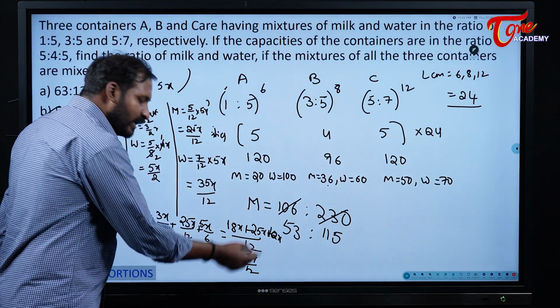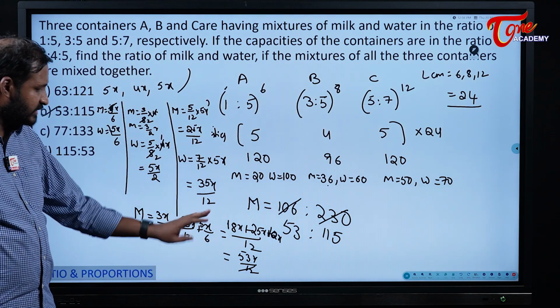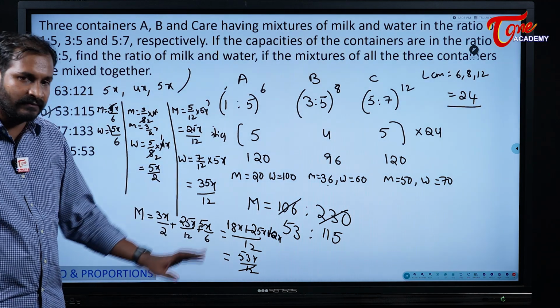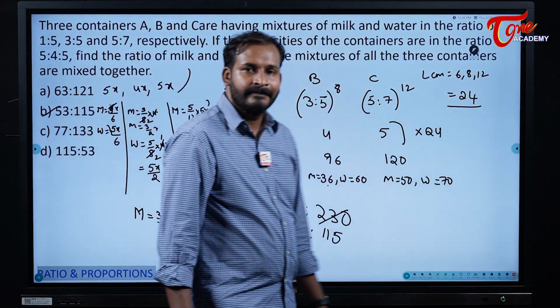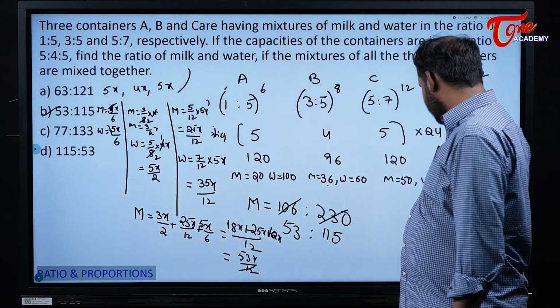Okay, so this 12 and that 12 will get cancelled, 53 XX will get cancelled, you will be left with 53 parts and 115 parts. So this is the traditional method. It will waste a lot of time. So try to understand this one and try to solve.